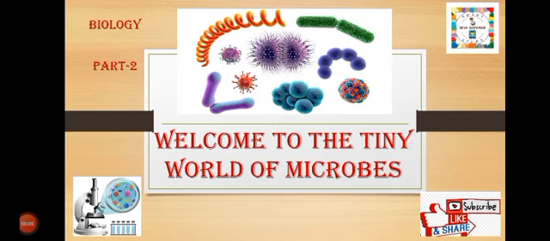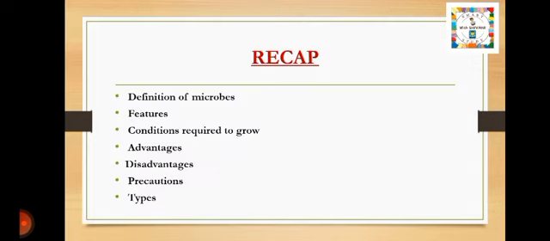Today I am back with one more video about the tiny world of the microbes. In the previous video, we studied about microbes, the basic definition of microbes. Features: they were to respire, to reproduce, and to grow. Different conditions required by the microbes to grow. The mnemonic taught to you was Fox went to war. F stands for food, Ox stands for oxygen, then warmth and water.